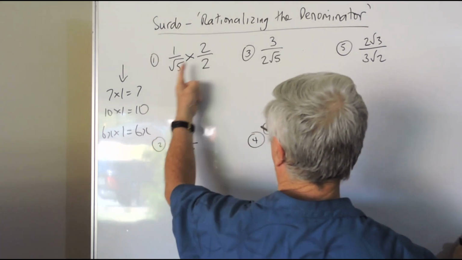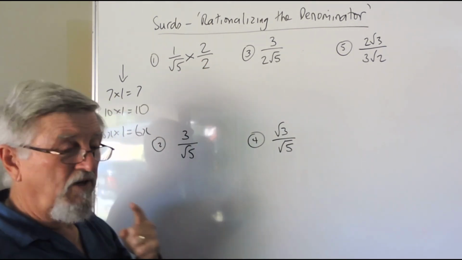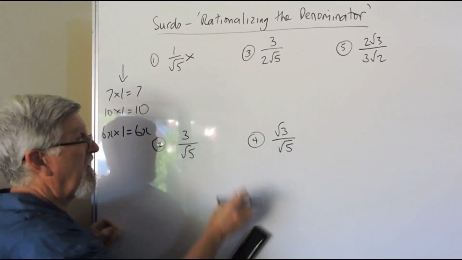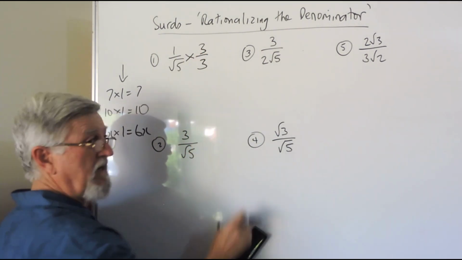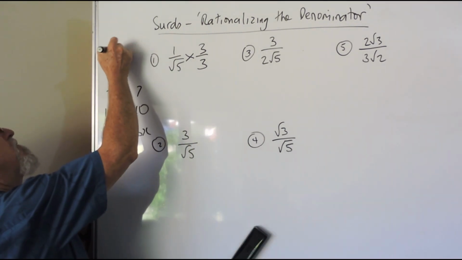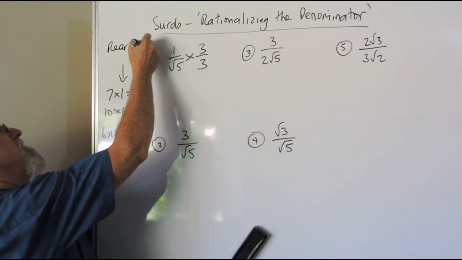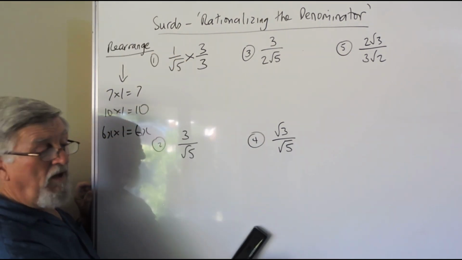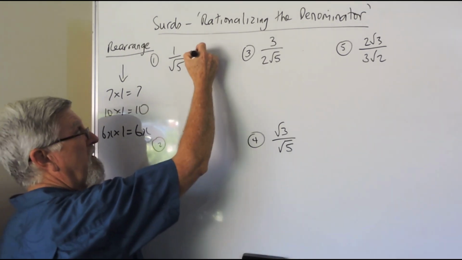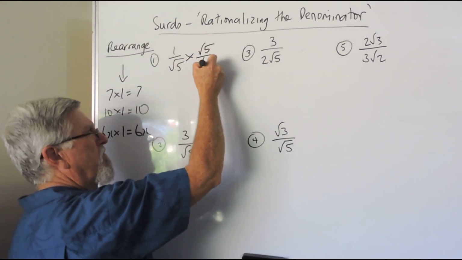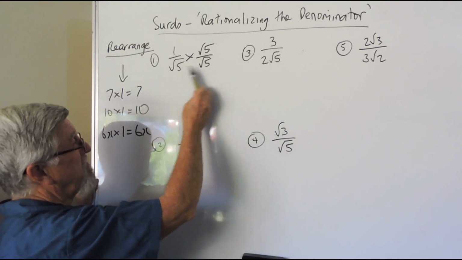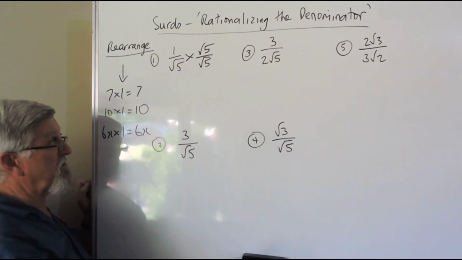So if I multiply by 1, it keeps it the same, but is it of any use? If I multiply by 3 on 3, it keeps it the same, but what I talk about all the time is that it rearranges. But when I rearrange that, is that going to be helpful? And the answer is no. The only one in this case that's going to be helpful is if I multiply by a root 5 on a root 5. Remember, anything divided by itself is 1. So I've still got the same answer as 1 on root 5.